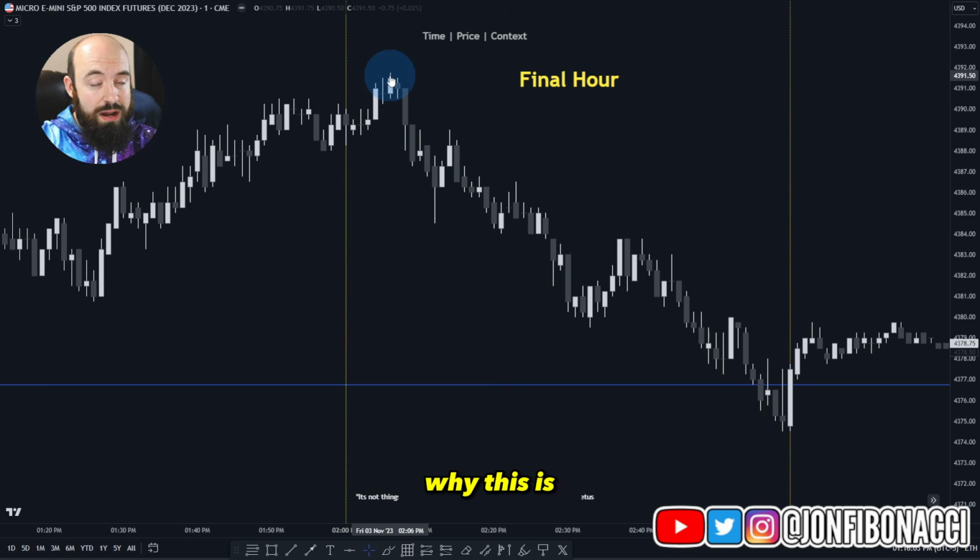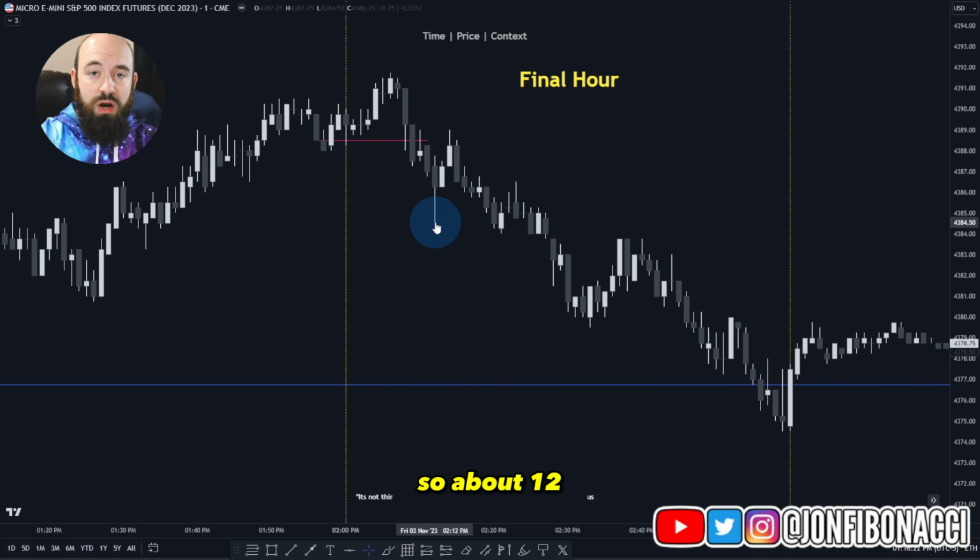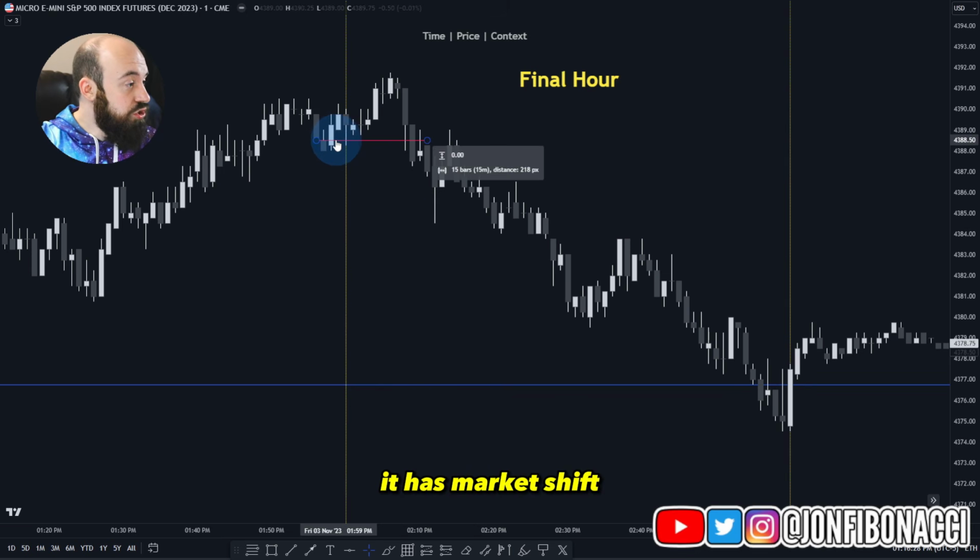Now I'm going to show you why this is the highest high and why the high was set in that final hour in just a minute. But let me explain to you the opportunities again in this final hour. This structure here, right there, is traded through at 2:12. So about 12 minutes into the final hour, it has broken structure. It has market shift, if you will.